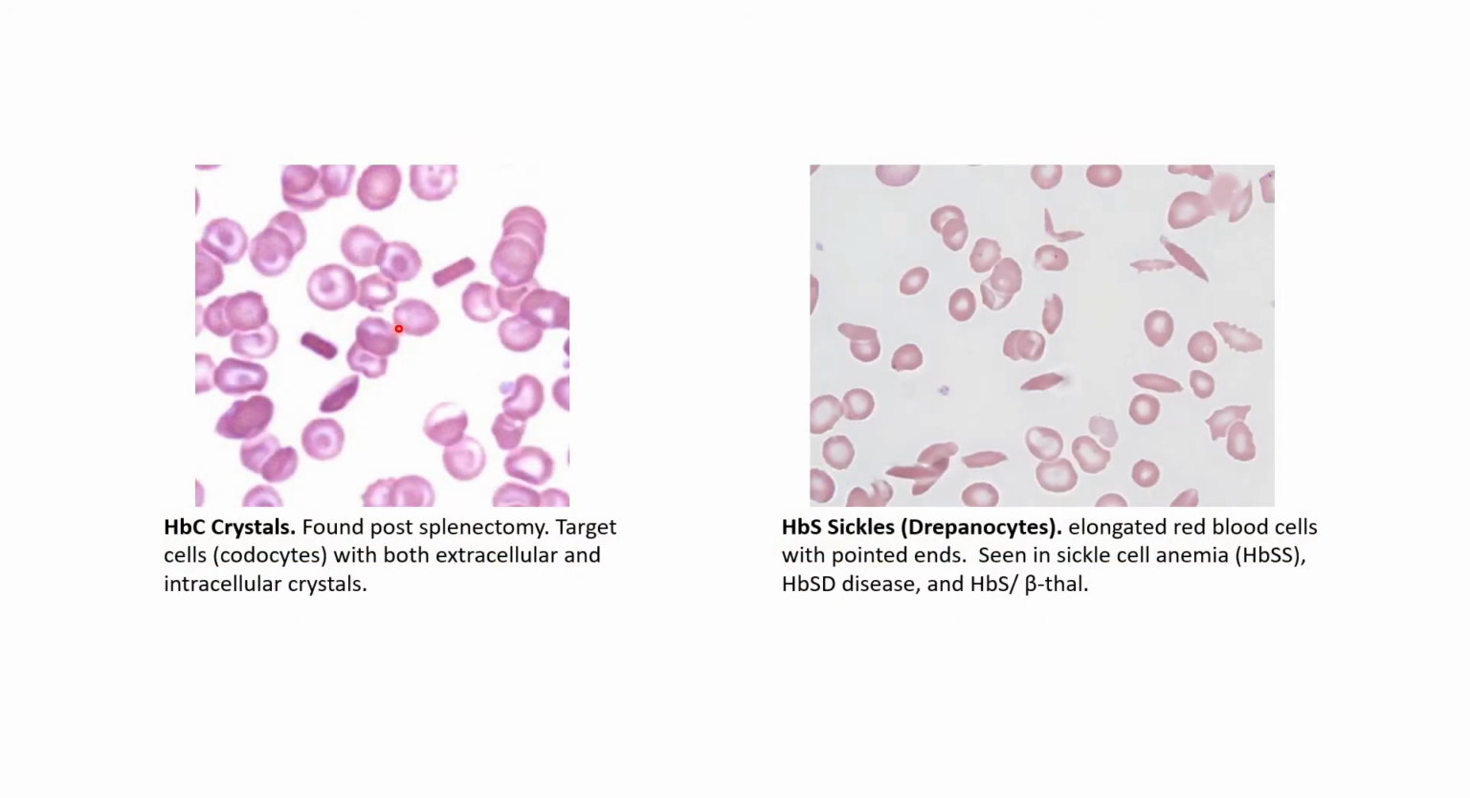On the left is an example of hemoglobin C crystals, seen both extracellularly and intracellularly, as well as target cells in the background. On the right, we see examples of sickle cells.